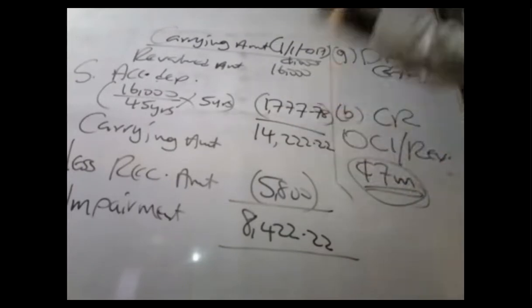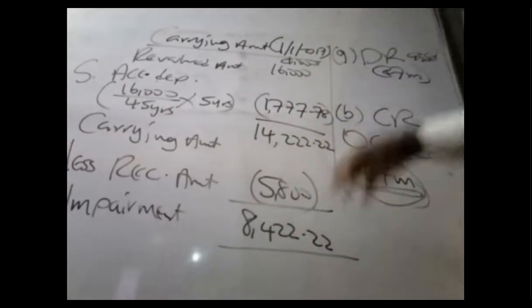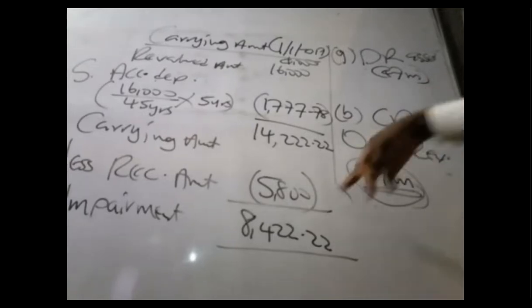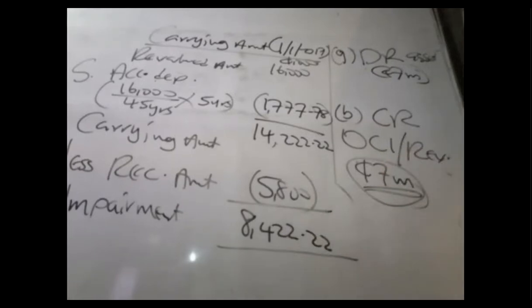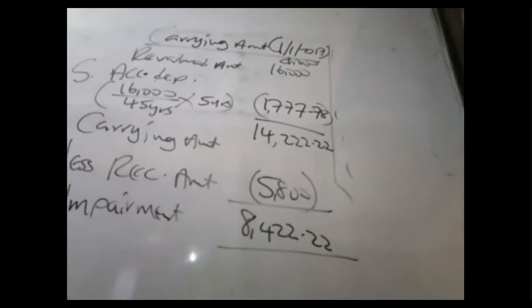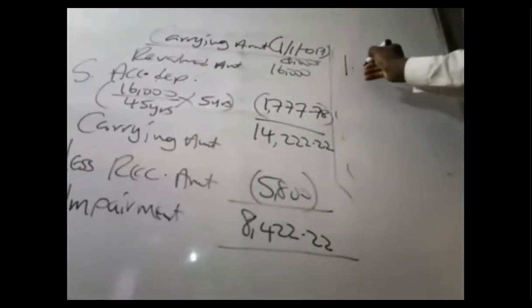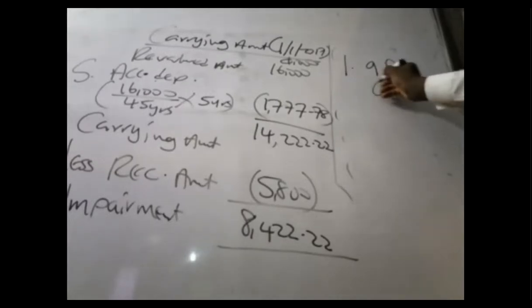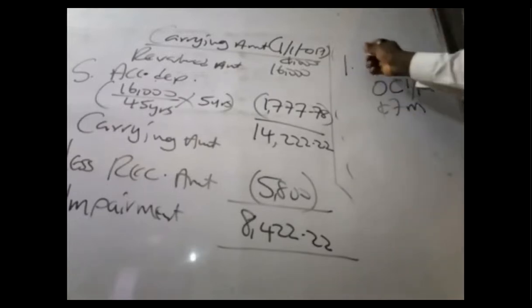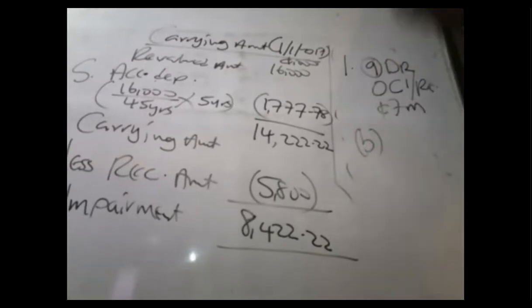But because there's a previous gain, wherever that gain has been recorded, let this loss go there to fight it off. And thank God, the gain is sitting in OCI. So let 7,000 of this loss go to the OCI, and that is all good. So in short, the treatment goes like this. First of all, note 1A: debit OCI or your revaluation reserve by 7 million. Tell the examiner to reverse the previous gain. Then 1B: the remainder of the impairment can now go to the P&L.